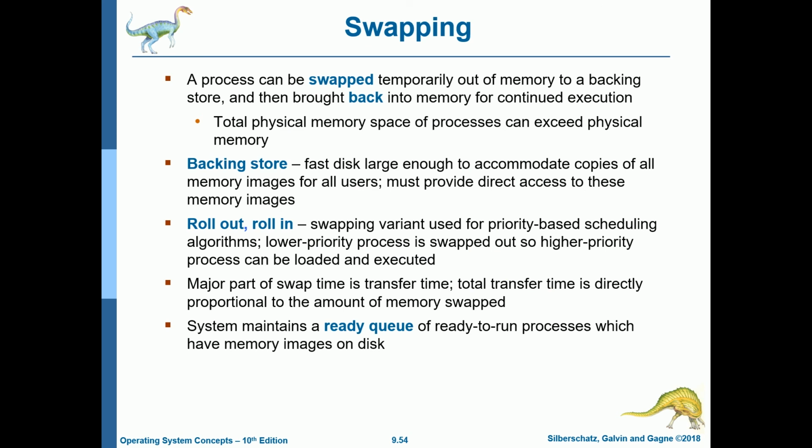Swapping makes it possible for the total physical address space of all processes to exceed the real physical memory of a system. Thus, this increases the degree of multiprogramming in a system. Standard swapping involves moving entire processes between main memory and their backing store. The backing store is commonly fast secondary storage. It must be large enough to accommodate whatever parts of the process need to be stored and retrieved, and it must provide direct access to memory images.